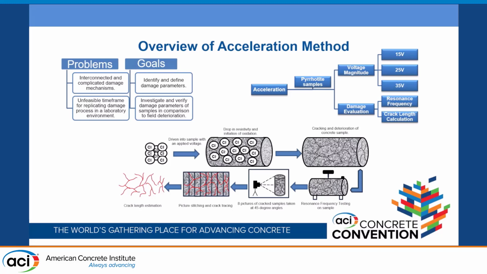Now, cracking might be the best way to see damage in concrete samples, but we also need to find a way to know if something is going on in there, even when we do not see cracks. We have 10 to 20 years in Connecticut. We know some sort of reaction is going on in there, but the only way we know of the damage is when we see cracks. So resonance frequency testing was one of the methods we came up with. And we also took pictures, put them side by side, traced the cracks, and then found a way to estimate the crack length of these samples.